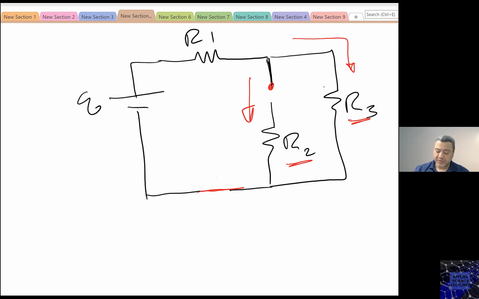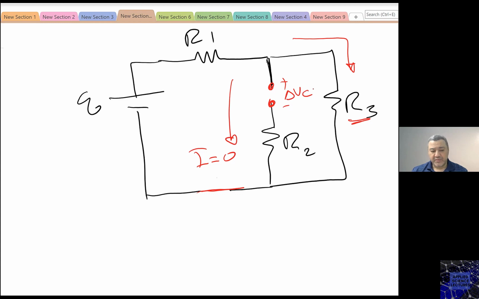After the switch is closed for a long time, this is going to look like an open circuit, right? This is going to look like an open circuit. And guess how much the current would be here? Would be 0. Current here would be 0, right? So this is delta VC. So this is the equivalent circuit after the switch has been closed for a long time.